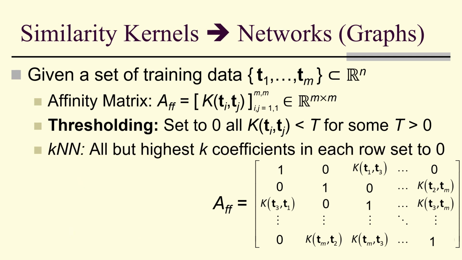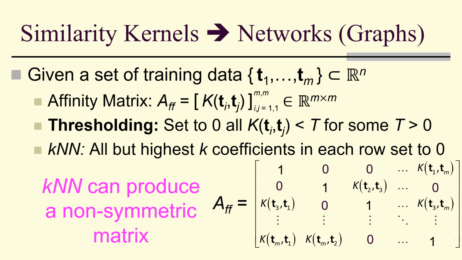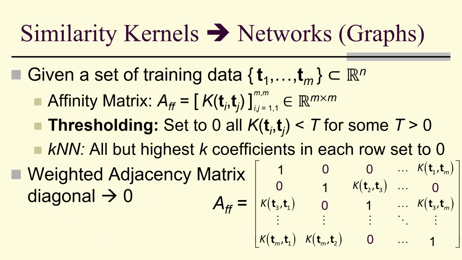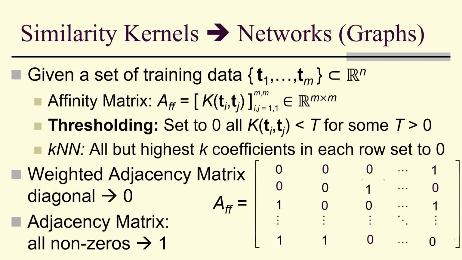Or we could use a k nearest neighbors method. All but the highest k coefficients in each row are set to 0. That actually could produce a non-symmetric matrix. And we want to use adjacency matrices, where the diagonal is set equal to 0 and the kernel evaluations are weights. The strict adjacency matrix is where everything that's non-zero is set equal to 1.